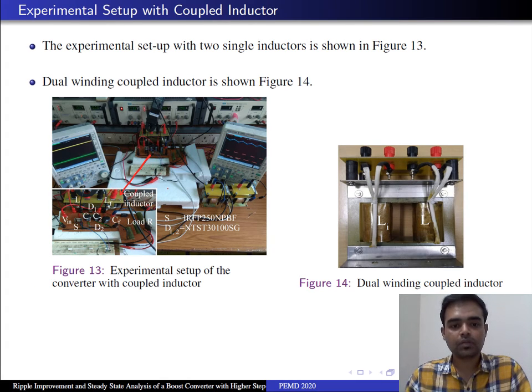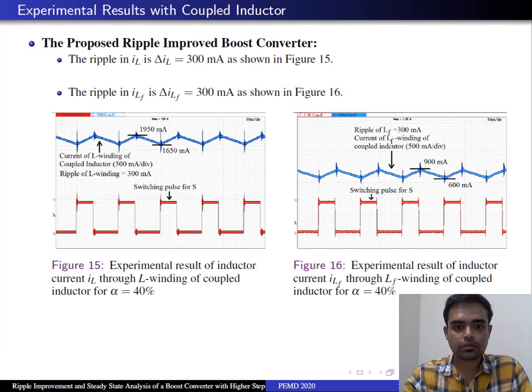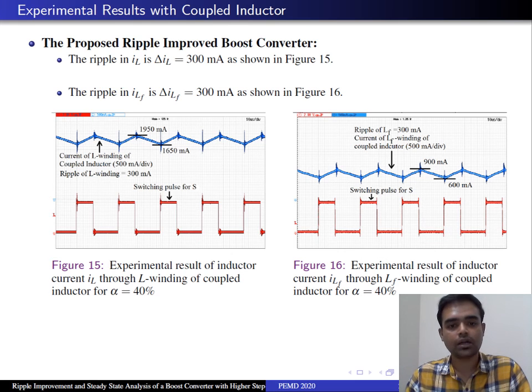Now in this figure you can see that we have replaced the two single inductors by a dual winding coupled inductor, and the dual winding coupled inductor picture is given on the right side. These are the experimental results with the coupled inductor. The ripple in IL, delta IL, is now 300 milliampere, and the ripple in ILF, delta ILF, is now 300 milliampere. Earlier it was 450 milliampere when the coupling factor k equals 0. Now, as we are using a coupled inductor, the ripple has been reduced.